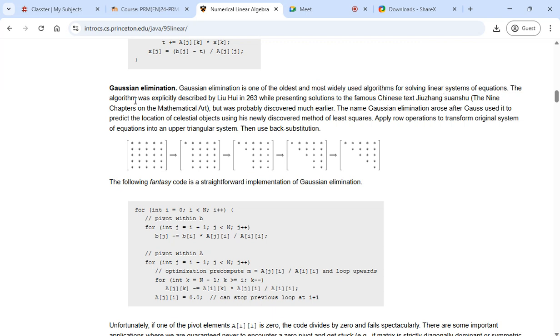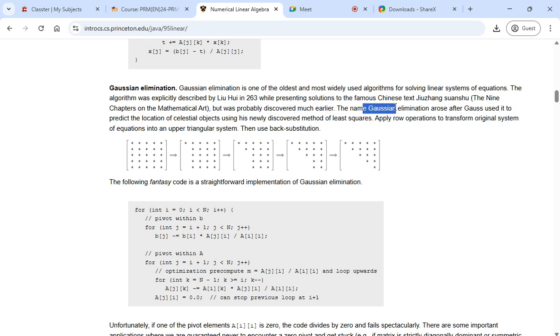So this algorithm was explicitly described by a Chinese person in 263 while presenting the solution to the famous Chinese text Zhanzhu, the 9 chapters of the mathematical art. You can see that the year of the algorithm is 263. So it is almost 2000 years ago. And this is the mathematical thing, yes? This algorithm is still good for solutions, especially using computers. And you see, it was even discovered earlier.